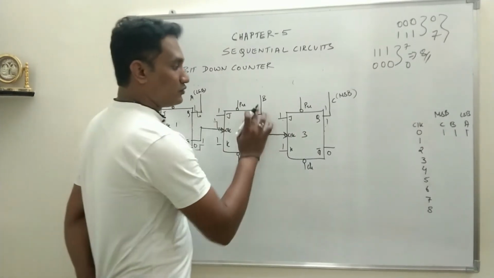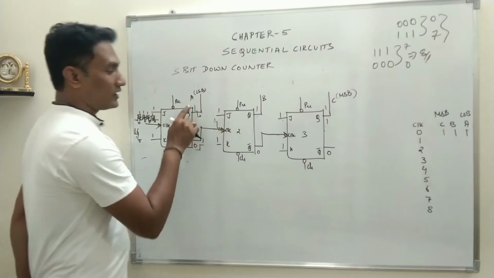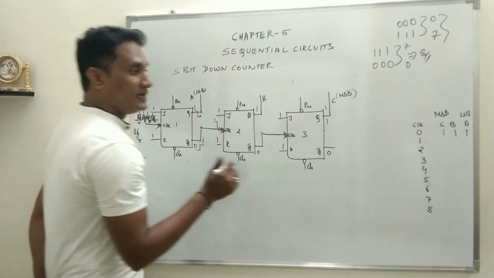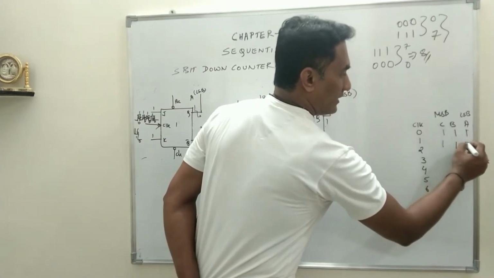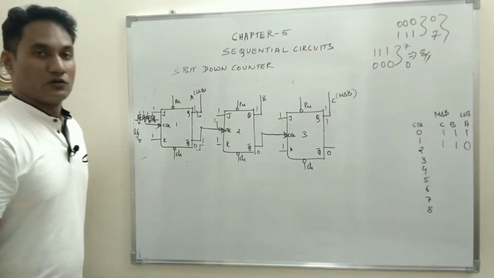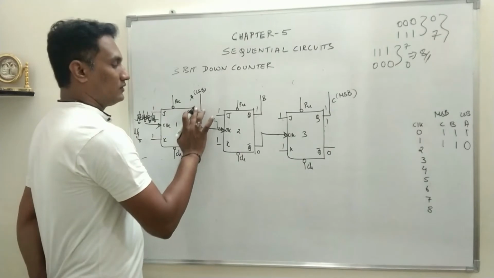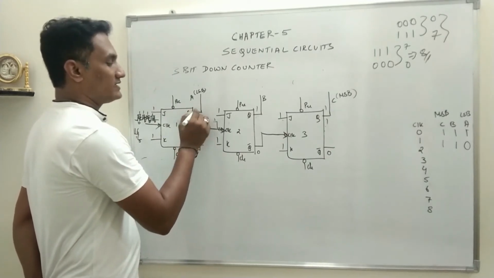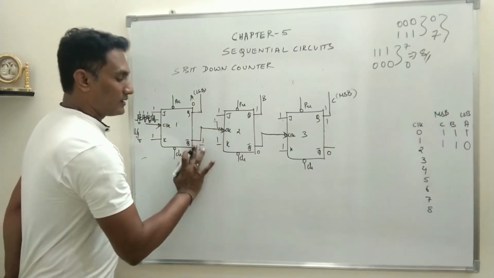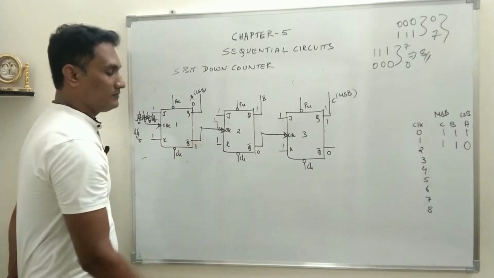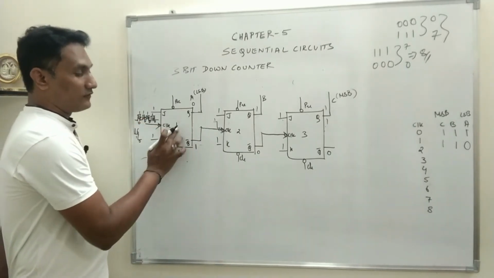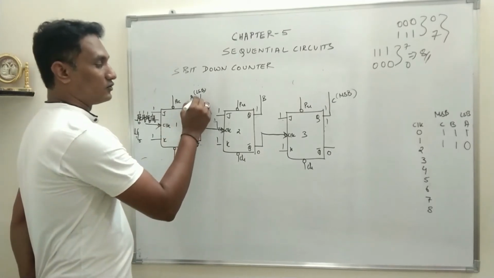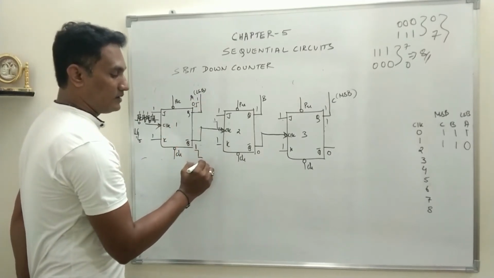B will remain 1. And if flip-flop 2 is not changing, flip-flop 3 will remain as it is. So what happens to B and C? Both remain 1. But what happens to A? A goes from 1 to 0. So at the end of the first clock pulse, the state will be 1 1 and A goes to 0. Now as soon as A is 0, what happens to its Q bar? Q bar becomes 1. So when the second clock pulse is given, the first flip-flop will toggle again. It will go from 0 to 1.